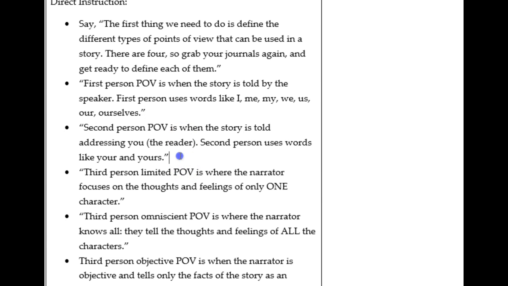Same thing here. Second person point of view is when it's told addressing you as the reader. Second person uses words like your and yours. Now this one's pretty uncommon. If you ask them whether they've ever experienced a text like this, chances are that they haven't, right? And so you need to have some of those examples ready.